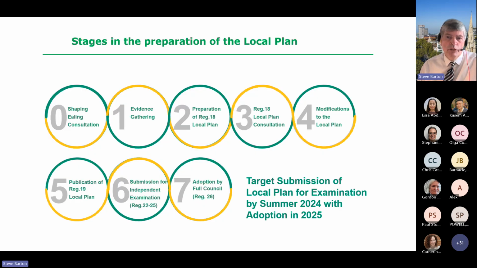Now, this slide seeks to illustrate the stages in the preparation of the local plan. So we're currently at stage 5, Reg 19, or as I prefer to call it, our final proposals. And before we got here, our journey included the early Shaping Ealing consultation, where we were seeking feedback about what you liked about your local neighbourhoods, what things needed to be improved, for example.